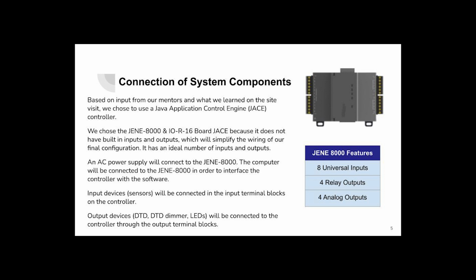The type of controller we chose to use is a JACE. We chose a JACE without built-in inputs and outputs to simplify the wiring of the trainer. The controller will be connected to a power supply, the sensors and output devices, and a computer with Niagara software. Use of relay outputs will be prioritized for discrete 2-state devices which would only need switching on or off, like the lights. Analog outputs will be used for devices which utilize continuous signals.